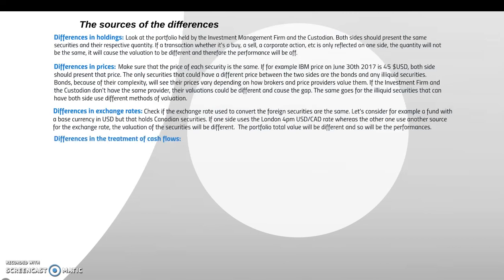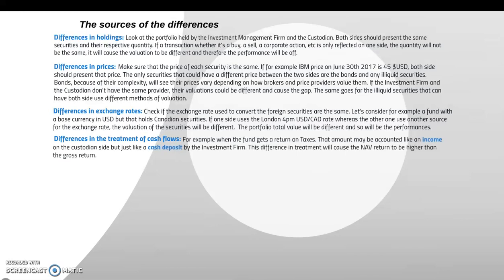The next element that could explain the differences is the treatment of cash flow. Both sides should treat cash flow the same way. If, for example, one side decides to treat the cash flow as an income and the other side as a cash deposit, the total return will be different and one return will be higher than the other one. So we have to make sure that cash flows are being treated the same way on both sides.